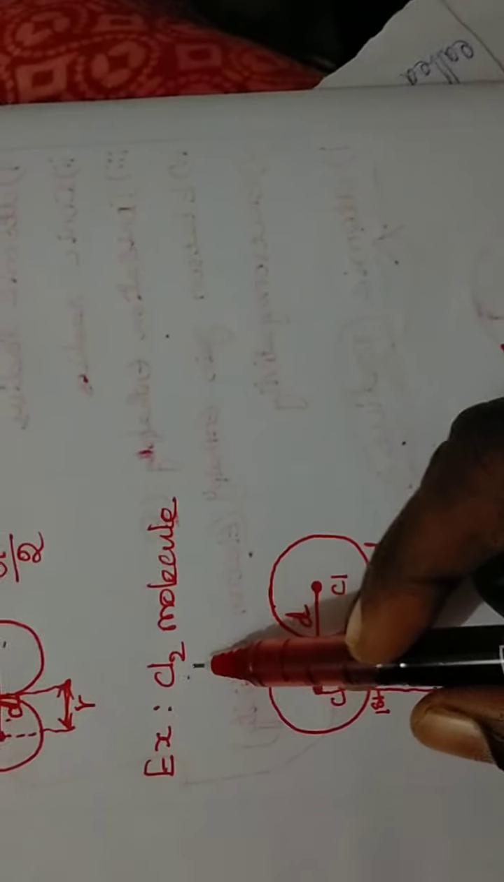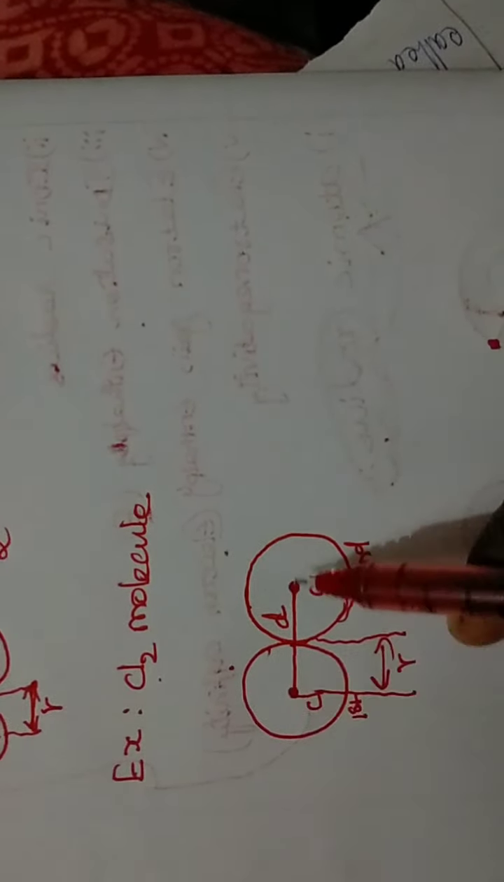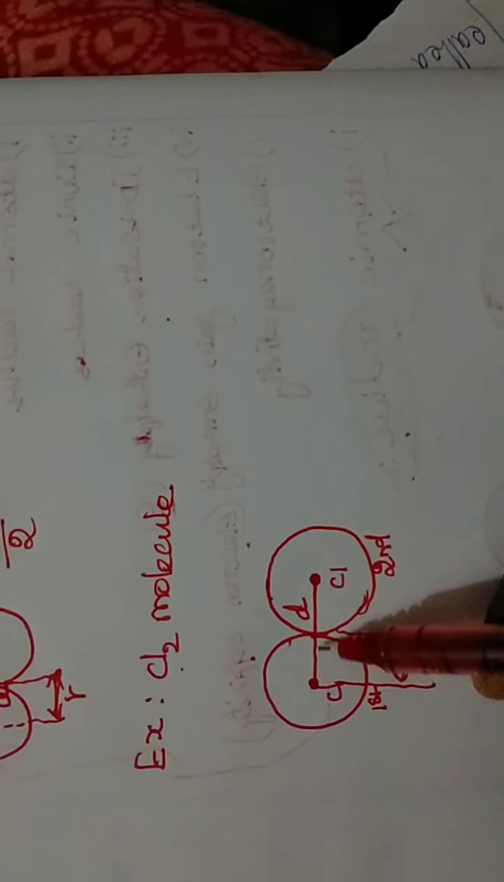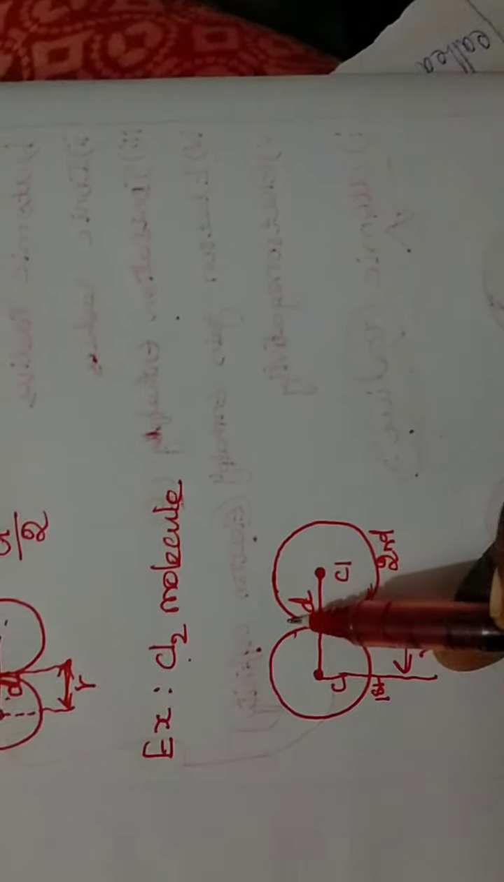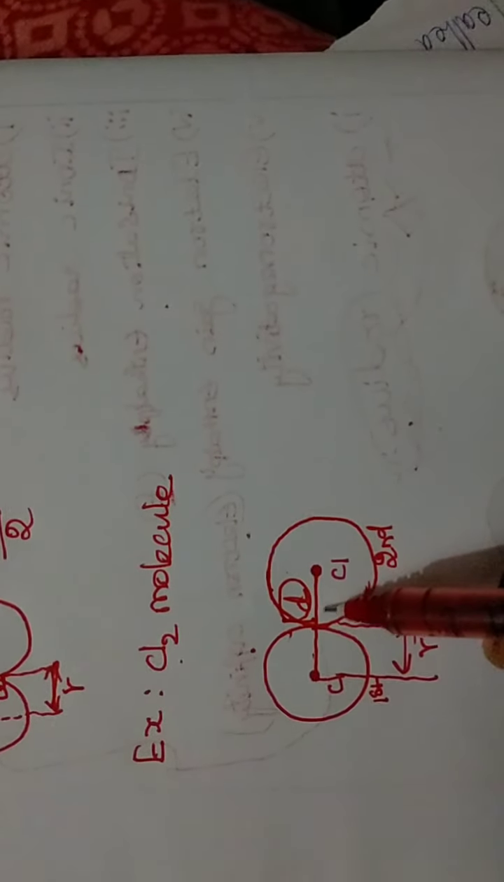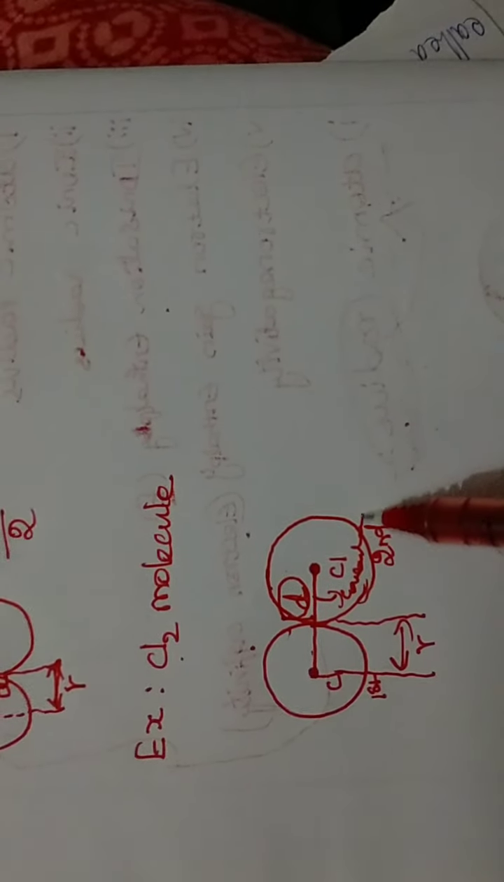One chlorine atom is connecting with another chlorine atom. So how to connect this with the other chlorine atom? By a covalent bond. The distance between one nucleus and the other nucleus is generally known as D. And how is it connecting? By a covalent bond. So this is the covalent bond.